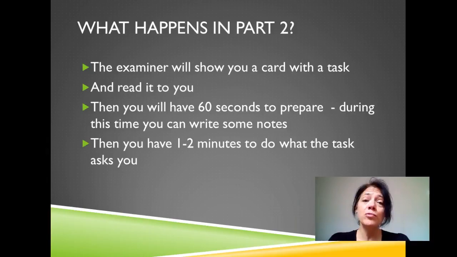The examiner will read it to you, and then the examiner will be quiet for 60 seconds, 1 minute. And in this minute you can write some notes. And then you must speak for a minimum of 1 minute and an ideal maximum of 2 minutes.